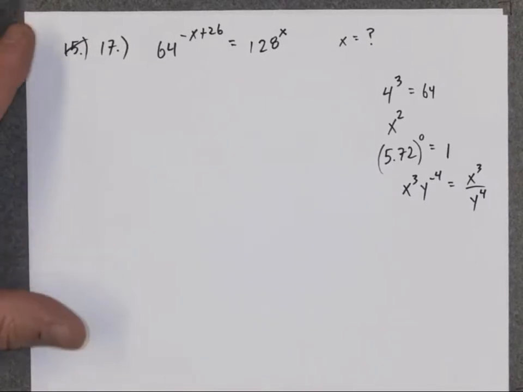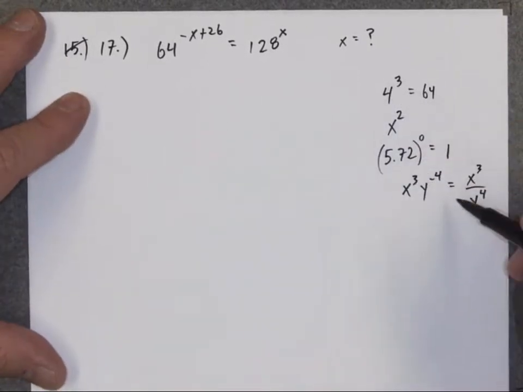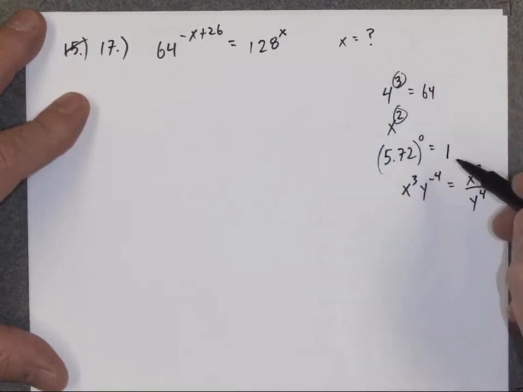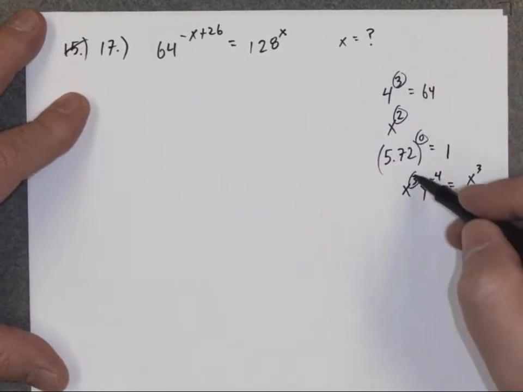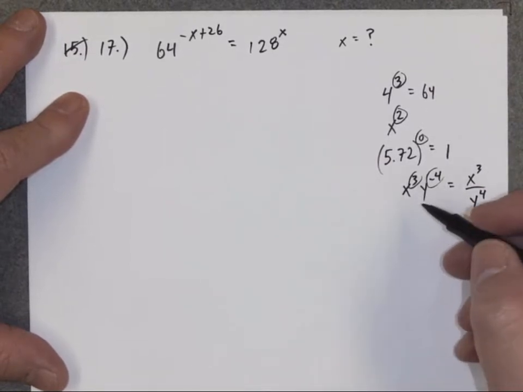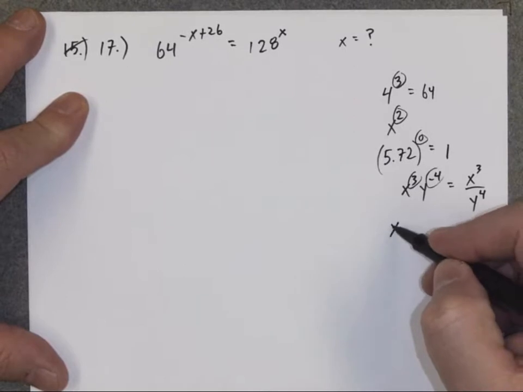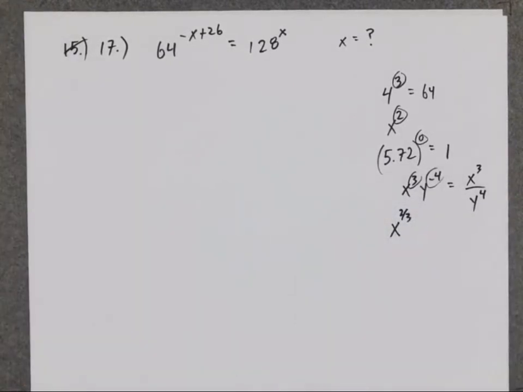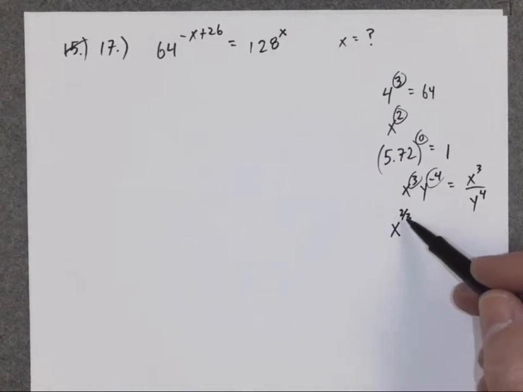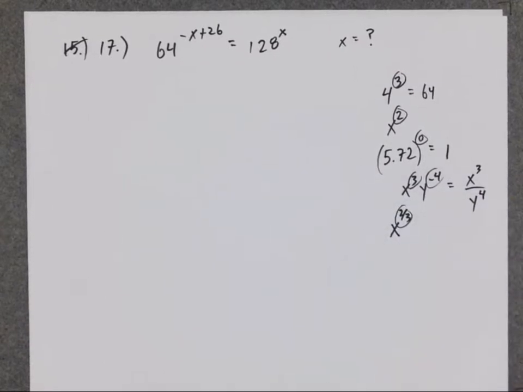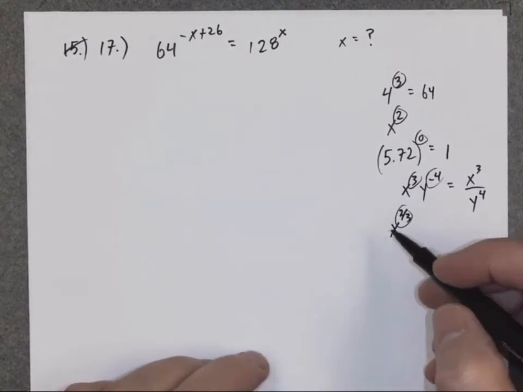Here's what I want you to notice. So far, all these examples, look at all my exponents: 3, 2, 0, 3, negative 4. Matter of fact, another example is, we even had what we called rational exponents, where your exponent's actually a fraction. But you know what? It's still a number.